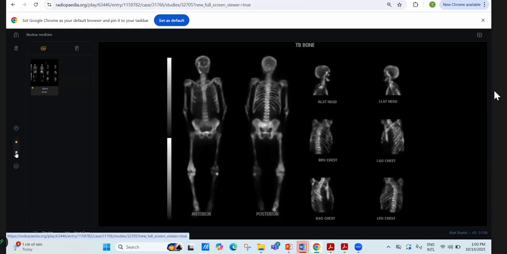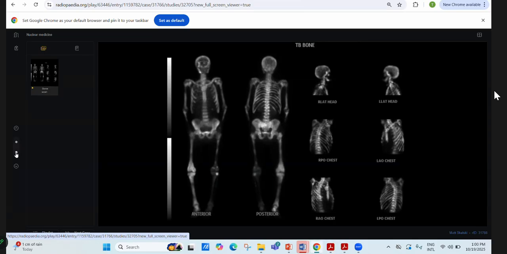Okay, this is a bone scan of the same patient, in which I can see that there is no uptake within the kidneys. There is increased uptake involving the right knee joint, as well as areas of increased uptake involving the ankle joint.